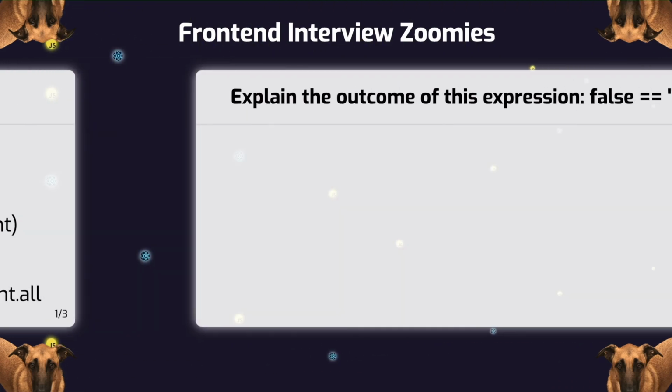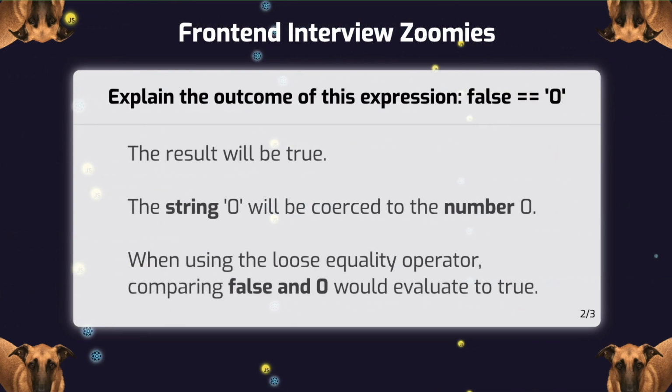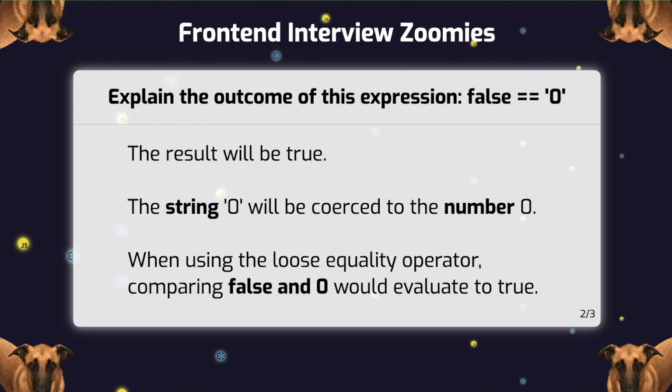You might be asked to explain the outcome of this expression. Now, the result will be true. What will happen is that the string 0 will be coerced to the number 0. 0 is considered falsy, and using the loose equality operator, false and 0 would equal true.